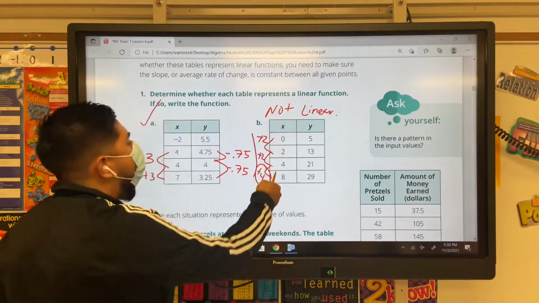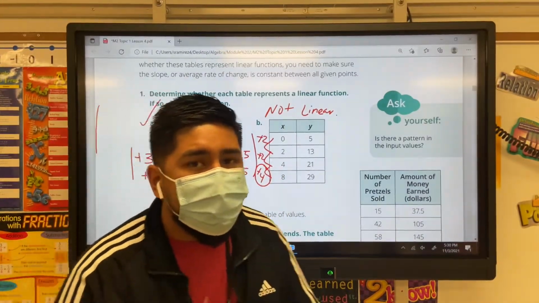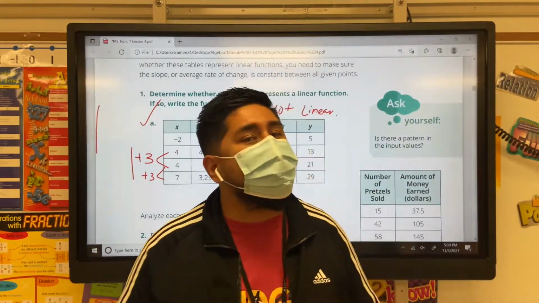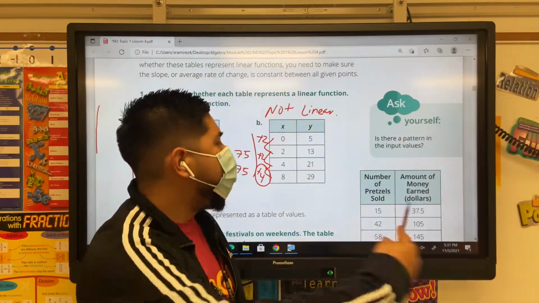Just make sure you can add. I'm pretty sure we all can add. If we can't add, we have a big problem. That's elementary stuff. This is high school. Make sure you can add.